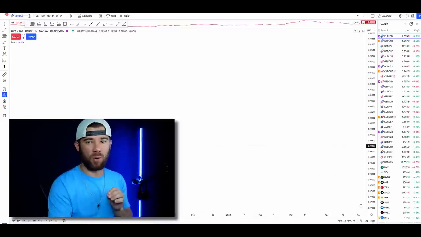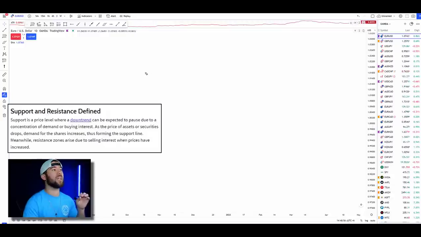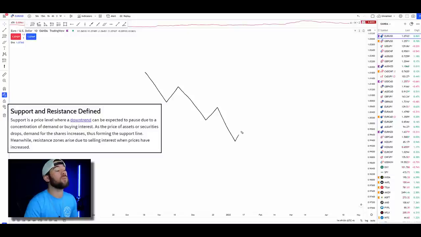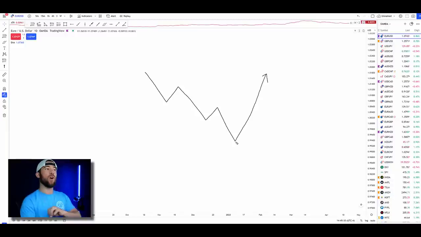Let's discuss support first. Support is a price level where the price of whatever asset you're trading, whether that's Forex, stocks, or crypto, pauses or completely reverses due to an increase in demand or buying pressure. Now, what causes this increase in demand or buying pressure? It's actually two different things. The first thing is that as the price of an asset decreases, the demand for that asset obviously increases.